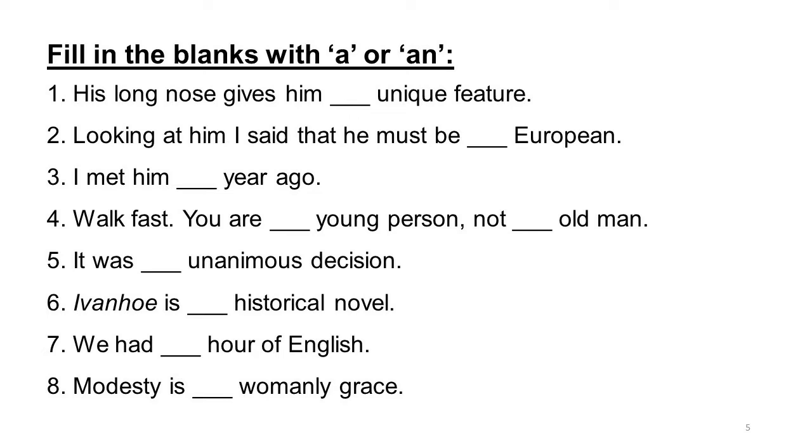All the words given here are singular countable nouns, but some of them begin with a consonant sound and some of them begin with a vowel sound. So let's see where we're going to use article a and where we are going to use article an. Let's look at the first 8 sentences. His long nose gives him blank unique feature. So you have to fill in that blank with a or an. We will discuss that, but let's first read the others.